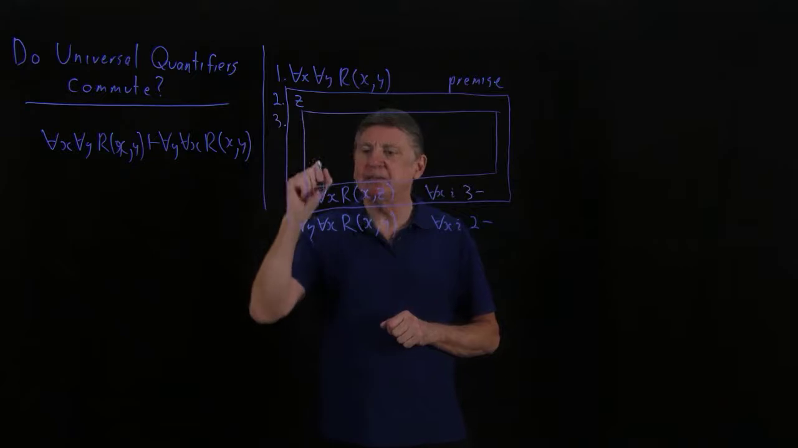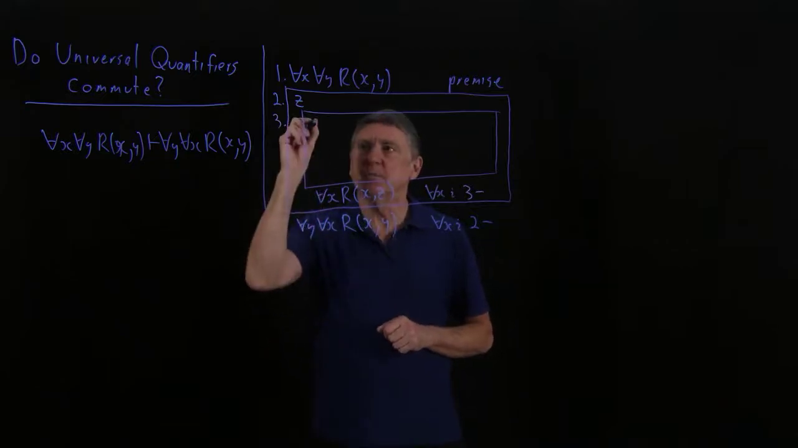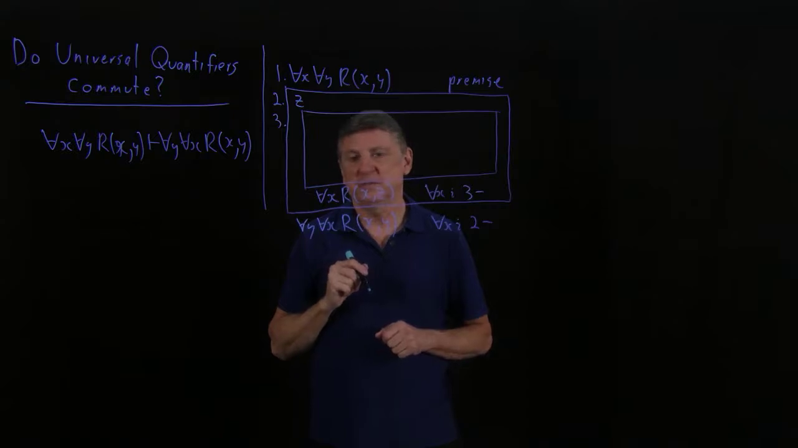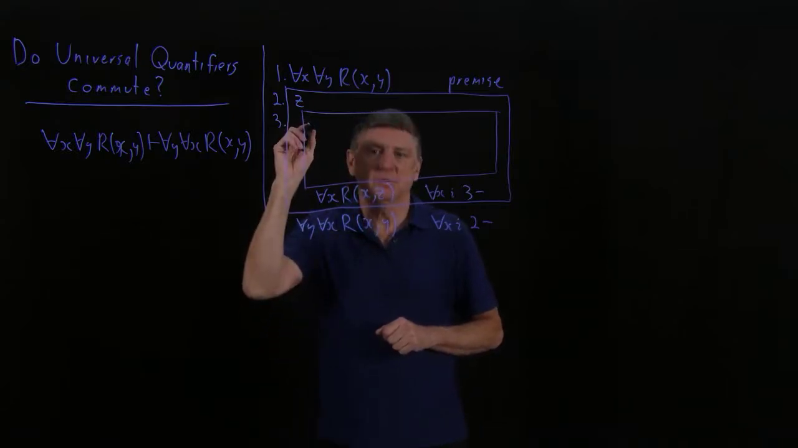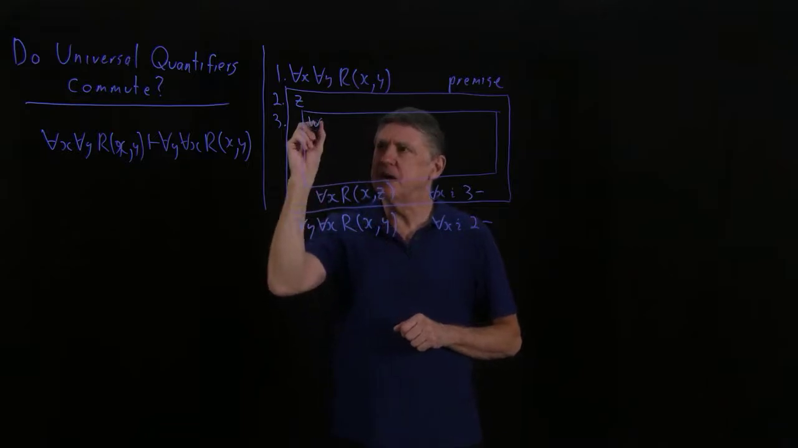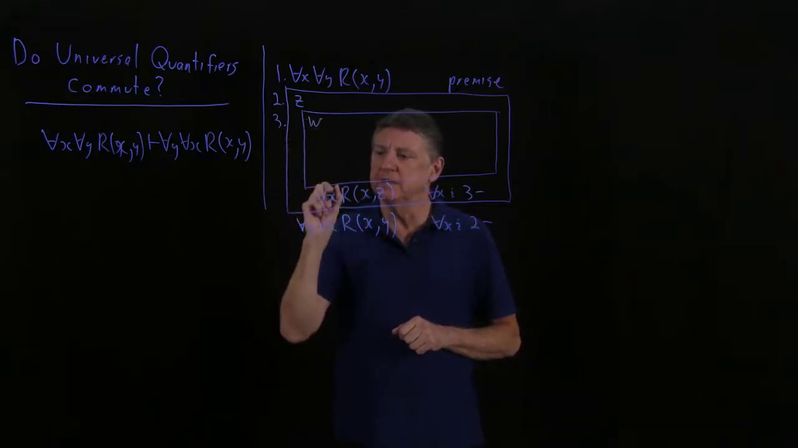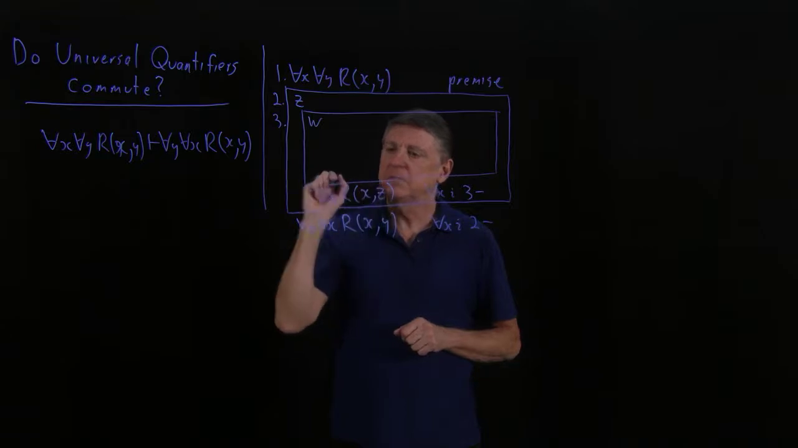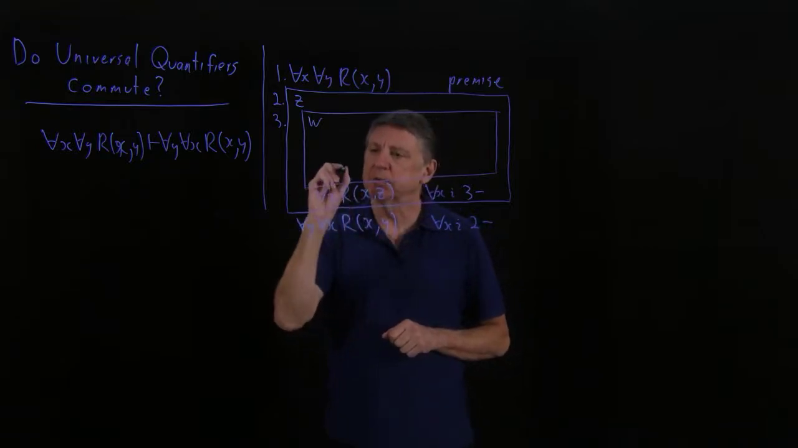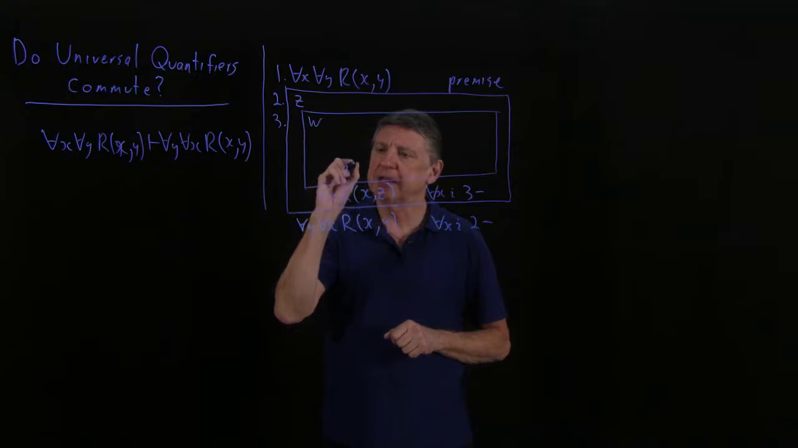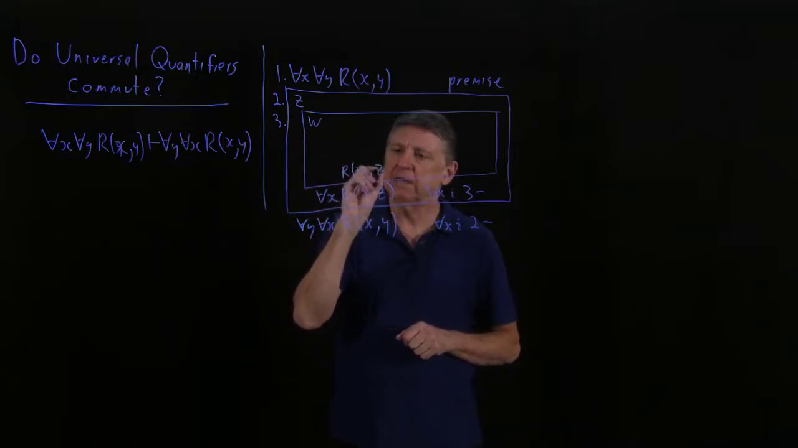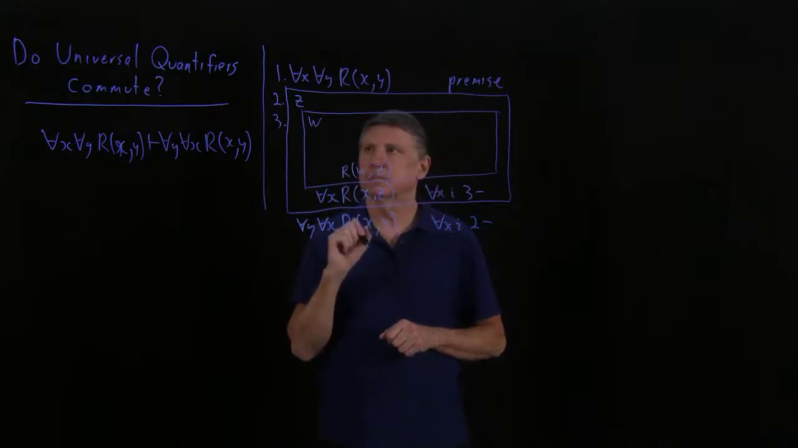And now I need yet another variable. So could I put z in here again? That wouldn't be a very good choice. Let's make it a w instead. So w, and then I substitute w into this because it's free for x, and so the relation now holds between a fresh variable w and a fresh variable z.